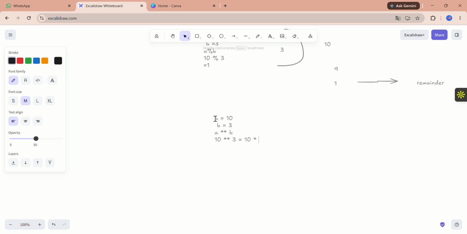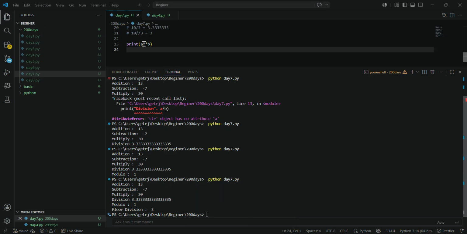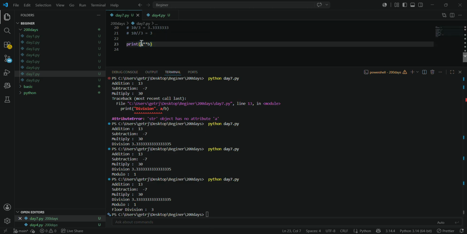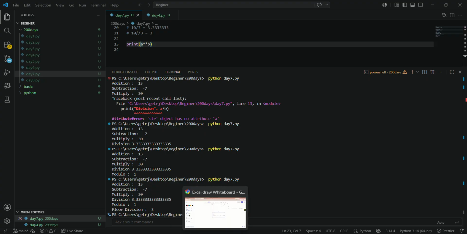10 into 10 into 10. Basically, we multiplied 10 three times. So the output is 1000. Now we will check here. The output is 10,000, I mean 1000. Yeah, 1000. Sorry.